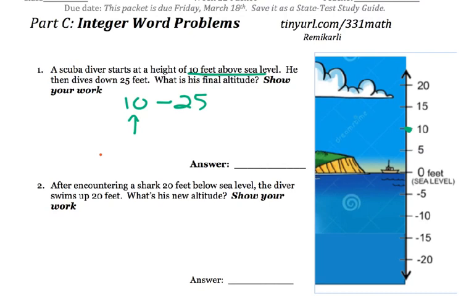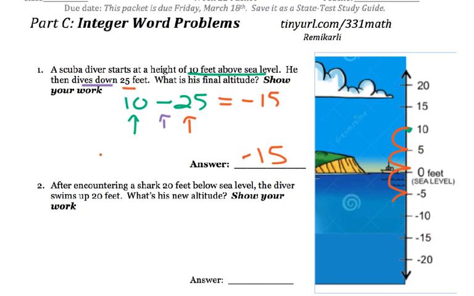So in this case, diving down is subtraction. And then how far we dive down is like the next number. And the answer is going to be wherever the final altitude is. So if we start at 10 feet above sea level and then we're going down 25, well, that's like 5, 10, 15, 20, 25. That should take us to negative 15 feet, or 15 feet below sea level.